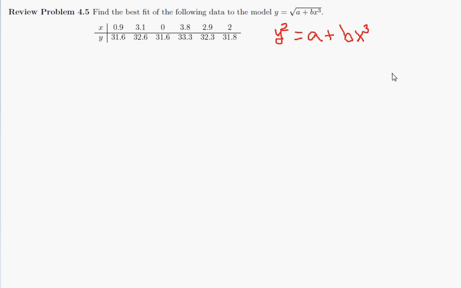And so now there's two different transformations that we ought to do. Let x prime be equal to x cubed, and let y prime be equal to y squared. By making both transformations, we get that y prime is equal to a plus bx prime, which is something that is linear. And so we have a linear model now, and so the original model was intrinsically linear.